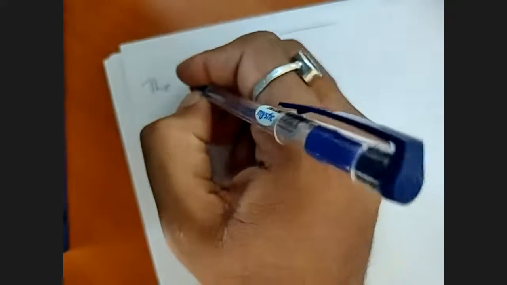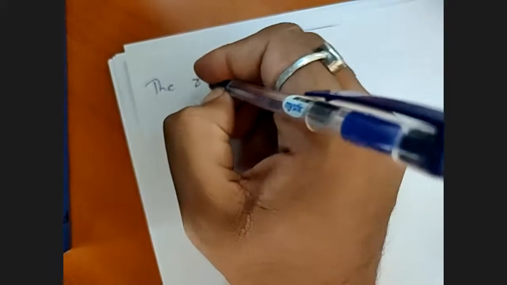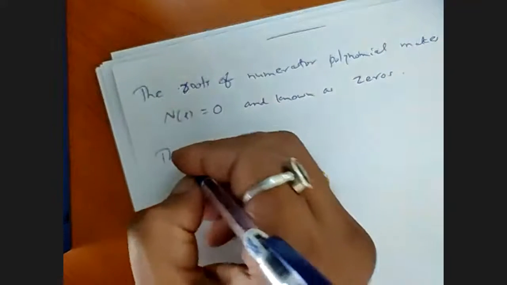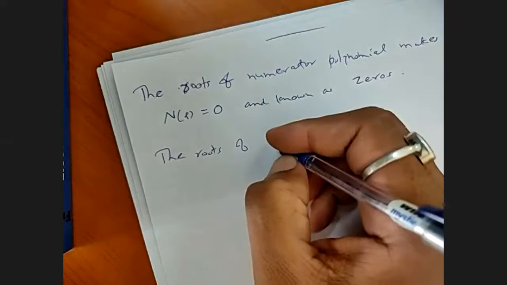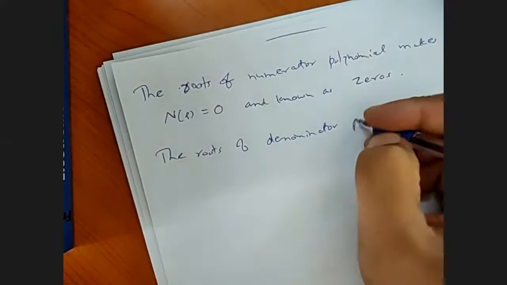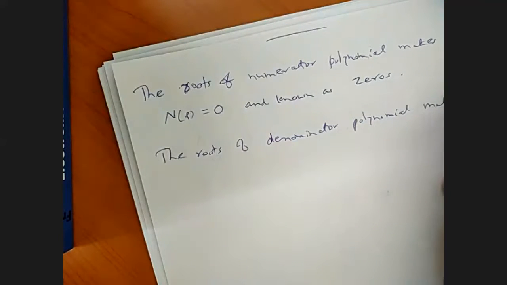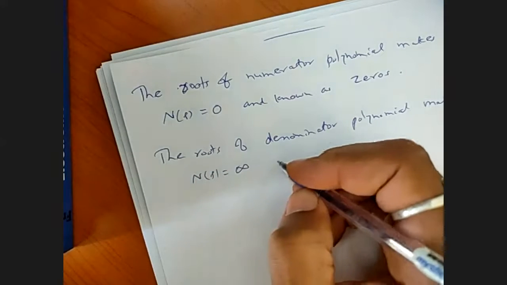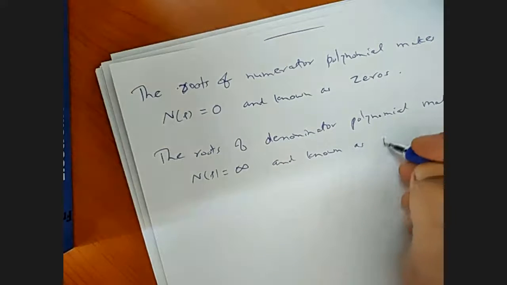So the roots of numerator polynomial make N(s) equal to 0 and are known as zeros, and the roots of denominator polynomial make N(s) equal to infinity and are known as poles.